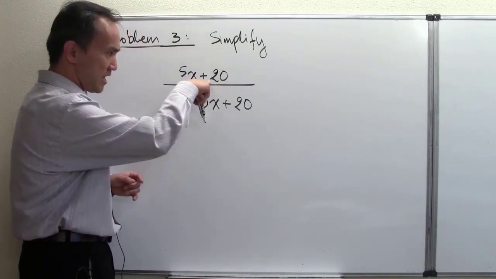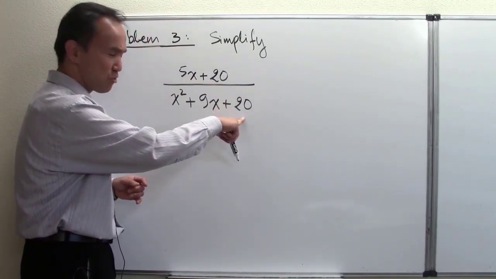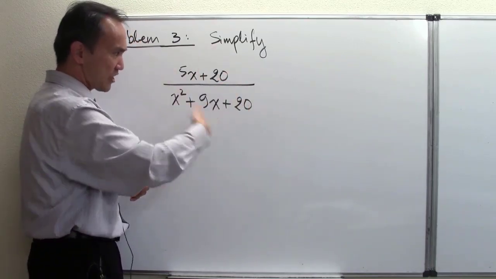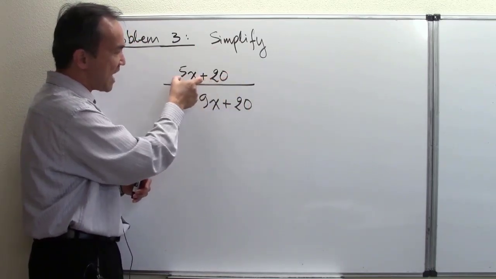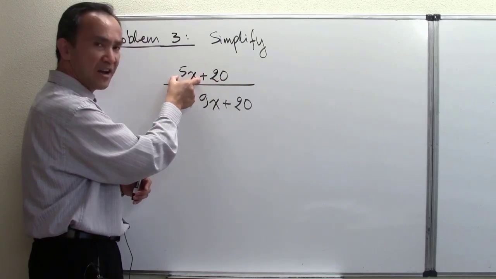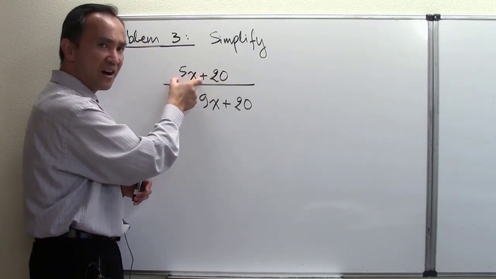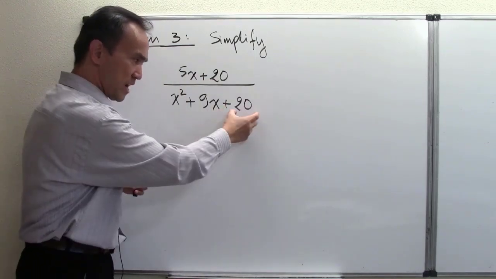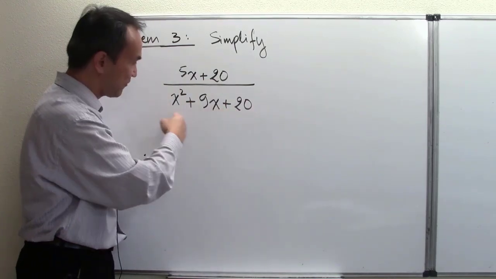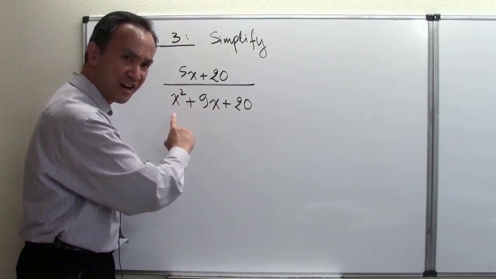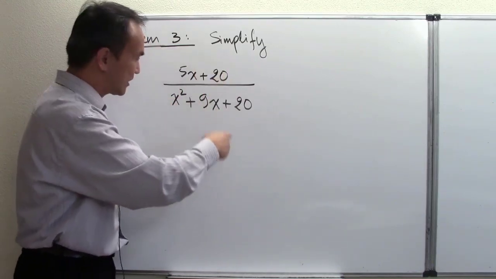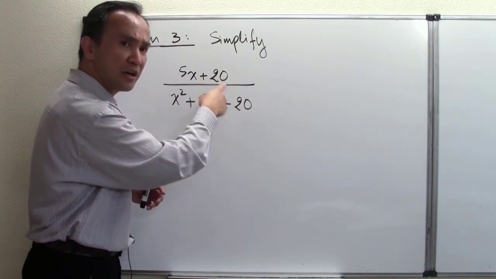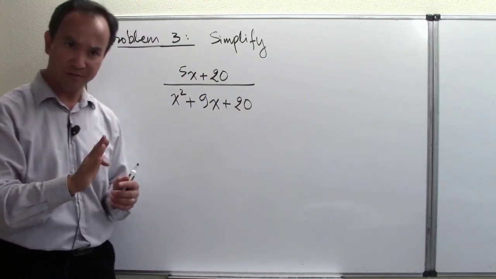Now the 20 cannot be canceled with that 20, because as far as the order of operations, in this rational expression, 20 must be added to whatever the value for that 5x is before we can divide. And the same way, the 20 here must be added to whatever value comes out from x squared plus 9x before we can divide. And so simply speaking, the 20 and the 20 here are not common factors. They're just not common factors.